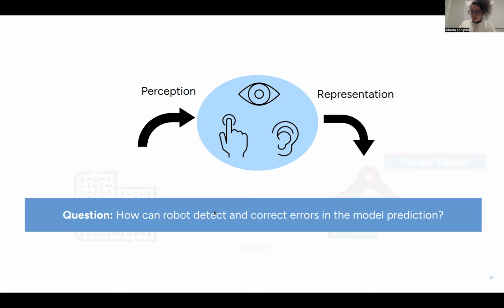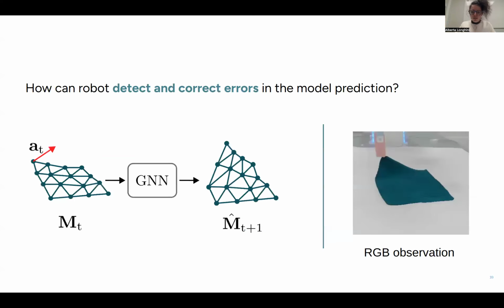So the last question that we want to discuss briefly now is how can a robot detect and correct errors in model prediction, given these challenges of representing cloth and observing the state representation from the real world? So the assumption is that we have a model of the cloth and a 3D state, and our robot is capable of predicting future states, but the only thing that we do observe are images.